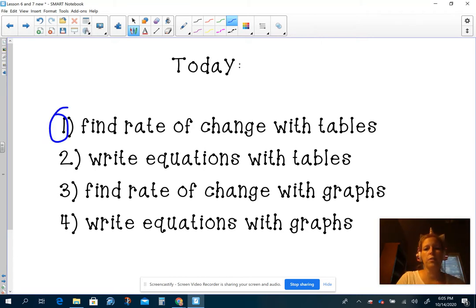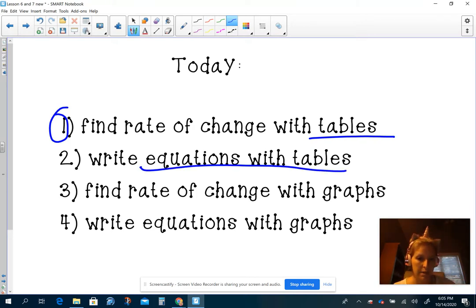So we're going to find the rate of change with tables. We're going to talk about writing equations with tables. And then I'll look at my stopwatch to see if we have time to do graphs. Otherwise, I'll save that for Friday's lesson, okay?